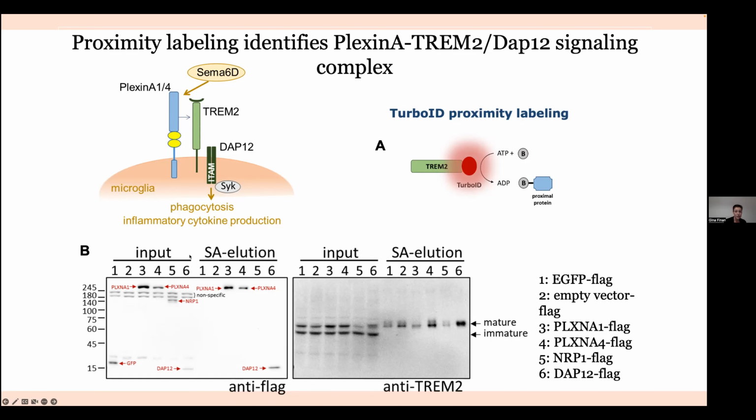On the left, you see the input of all of those, with plexin A1, plexin A4, GFP, DAP12, and NRP1. On the left-hand side of the right panel, the input of TREM2. Then we see the streptavidin elution on the right-hand side. Indeed, our streptavidin pulls down plexin A1, plexin A4, and DAP12. And then we see, of course, the pull down of TREM2, mature TREM2. Next slide.